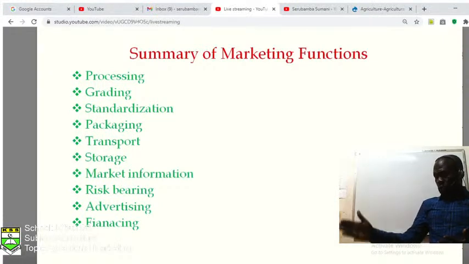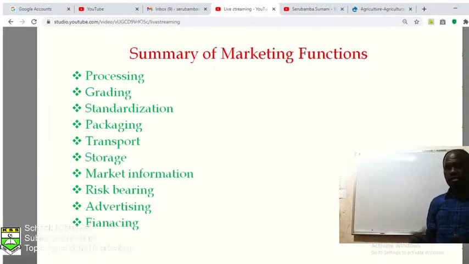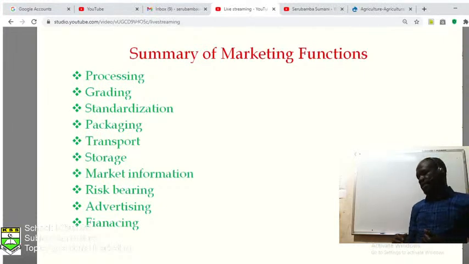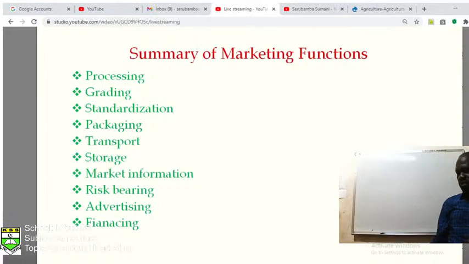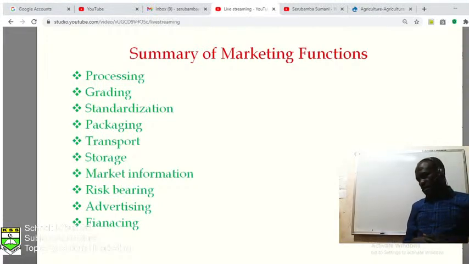I've tried to summarize them there, but before we go to our next aspect, I want us to have a proper understanding of these different marketing functions. So processing is like preparing, or changing a product to make it more suitable before you sell. Grading, we said it means grouping products according to their quality.